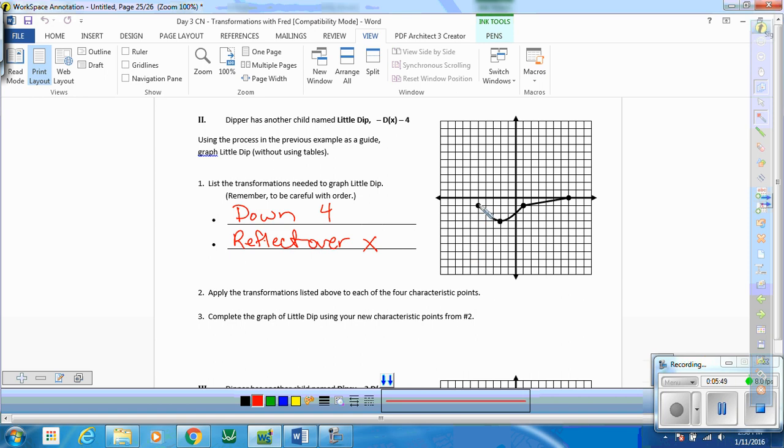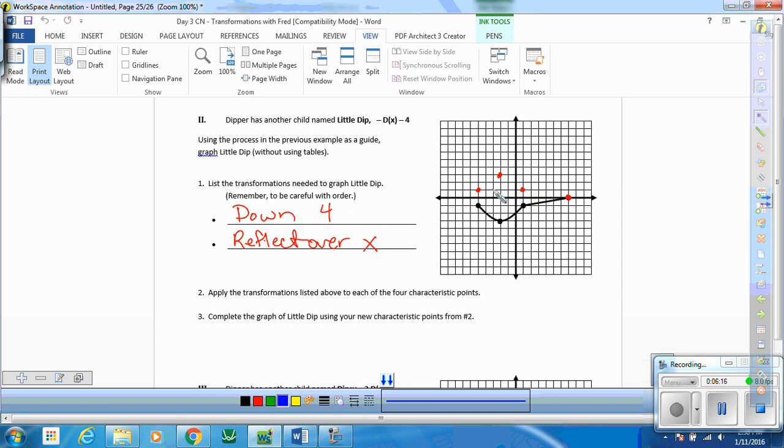So this one is 1 away from the axis, so I'm going to go 1 on the other side. So I reflected it first. You may find it easier to do one at a time. If you do, you may want to use different colors. So let's say I just want to do the reflection first. I'm going to go 1 on the other side, 3 on the other side, 1 on the other side, and then this one stayed on. So this would be the reflection.